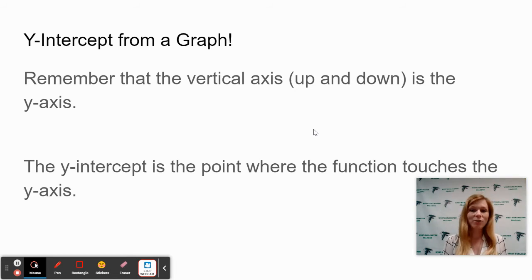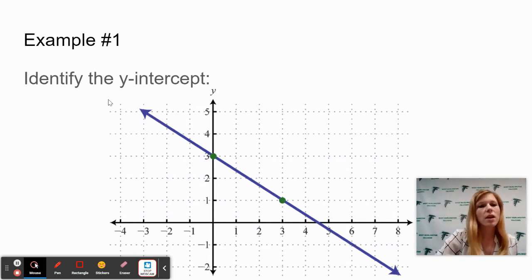But when I look at a graph, so now I have a visual picture, I don't have an equation, I need to be able to look at it and decide where is this function touching the vertical axis. So remember, the vertical axis is the y-axis. So you're going to say, okay, it's crossing here at 3 on the vertical axis, so 3 is my y-intercept. So for example, determining the y-intercept on this one, here is my y-axis. My function is intersecting at 3. So I would say 3 is my y-intercept of example 1.